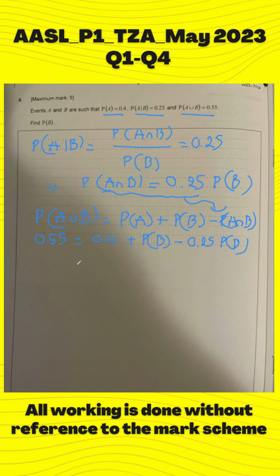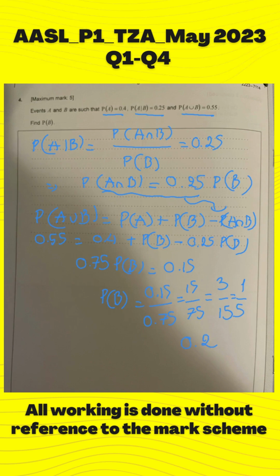So now we have 0.75 probability of B will equal 0.15. So probability of B will be 0.15 over 0.75, which is 15 over 75. Simplify by 5, we'll have 3 over 15, which is 1 over 5, or you can write 0.2.